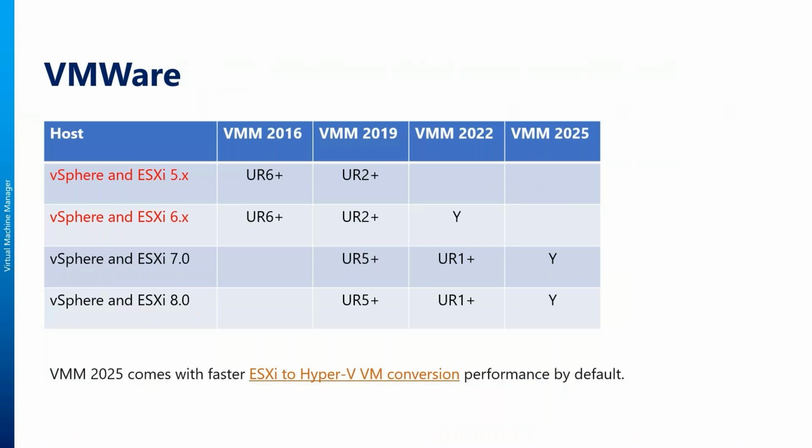VMware 2025 has dropped support for vSphere and ESX6. So that's another one to keep in mind. If you need to maintain your connection to ESX6, then you probably need to keep your existing VMM and run alongside VMM 2025.